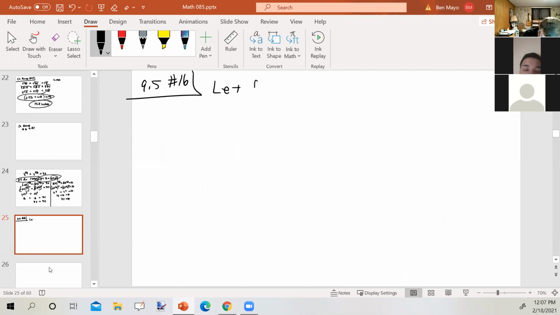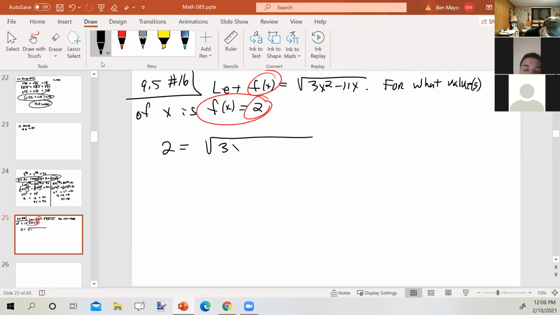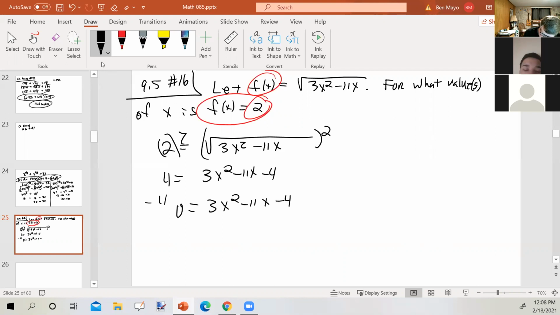It says, let f of x equal the square root of the quantity 3x squared minus 11x. For what value or values of x is f of x equal to 2? So again, we're going to take that 2 and put it in the place of f of x. So we get 2 equals the square root of 3x squared minus 11x. Okay. We're going to square both sides. So we get 4 equals 3x squared minus 11x. We'll subtract 4 from both sides. 0 equals 3x squared minus 11x minus 4.